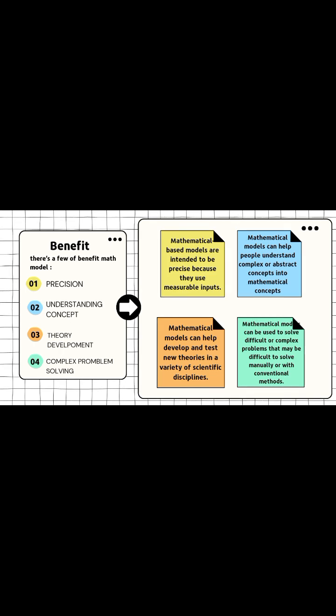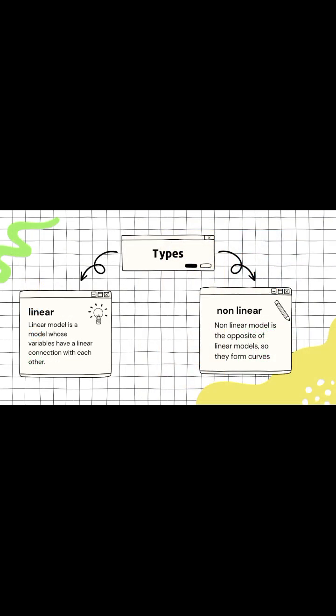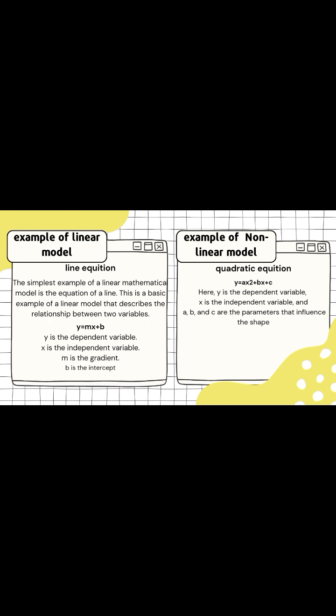And next is the chapter on the types of mathematical models. There are two types. First is linear. A linear model is a model whose variables have a linear connection with each other. And the second type is nonlinear. A nonlinear model is the opposite of a linear model, so they form curves.